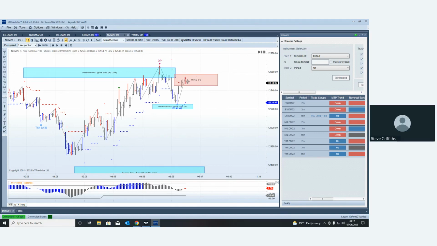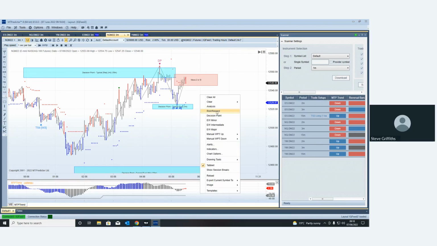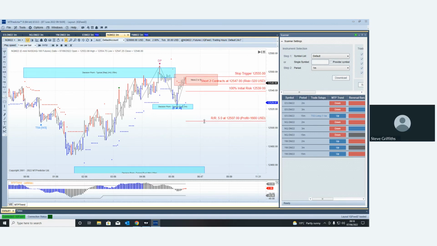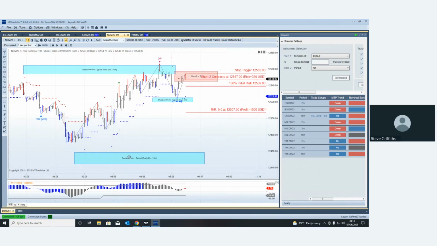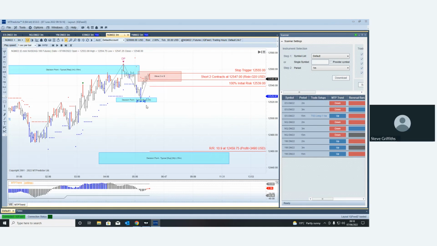It's unfolding right in our wave 2 or B zone. In other words, this is the area we anticipate a single swing correction will unfold if it's going to unfold. If it doesn't, you'll then have a losing trade. We can then set up a manual risk reward. Where would our target be? Well, our target would be our 15-minute DP down here, wouldn't it? So our target would be down here somewhere.